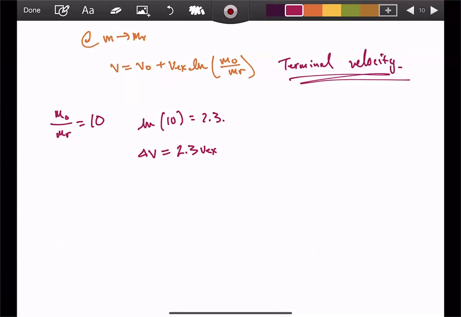So if your expulsion velocity of your rocket is, I don't know, let's say 100 miles per hour, probably more than that, but anyways, let's say 100 miles an hour. That means your final velocity is only going to be 230 miles per hour. So basically, it's for this reason that we have multiple stage rockets, right?